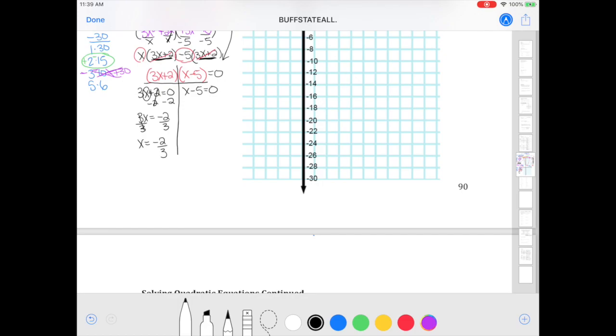It's not a nice decimal, so you want to leave that one as a fraction. If you wrote the decimal, it would not be wrong. Okay. For the right side, a lot easier to get x by itself. I just have to get rid of that minus 5, so I add 5 to both sides, and I get x equals 5. So these are my two answers.